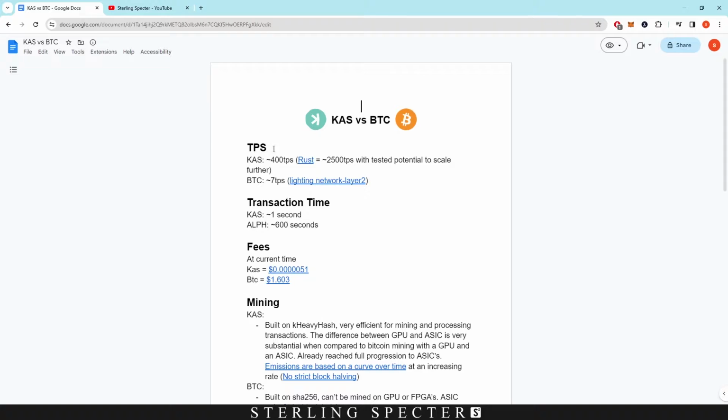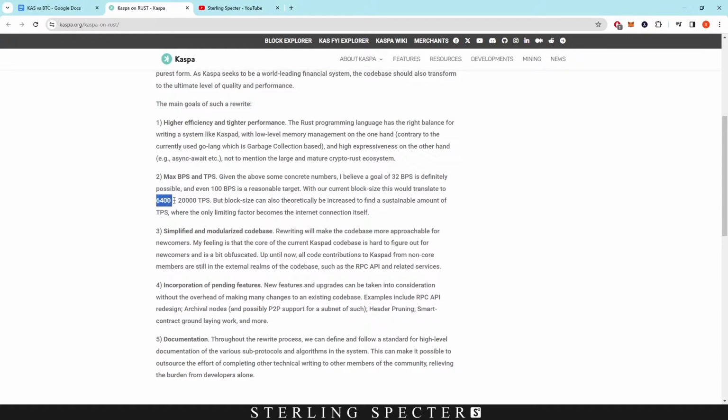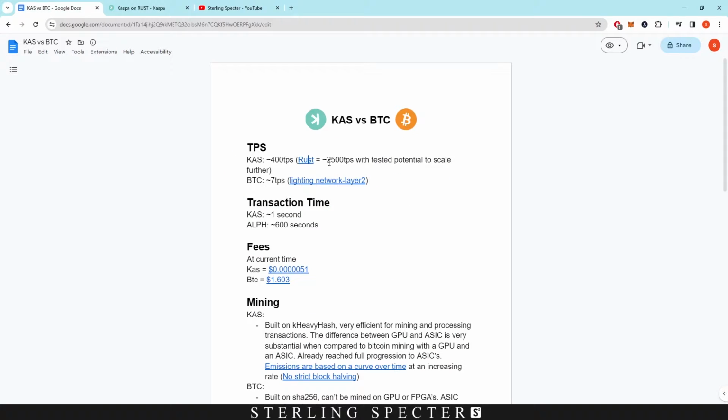Kaspa, we're talking on this metric of transactions per second as the first point. Kaspa does around 400 transactions per second. I've hyperlinked these so we can click around. As it says here, there is a bracketed 2,500 transactions per second with tested potential to scale further. This is on the Kaspa Rust website. And it says here 6,400 to 20,000 transactions per second, either at 32 blocks per second or 100 blocks per second, which would be 20,000. Basically, when Rust comes in, they have it currently tested at 2,500 transactions per second, but it has the potential to scale up further to 32 blocks per second to 100 blocks per second on mainnet.